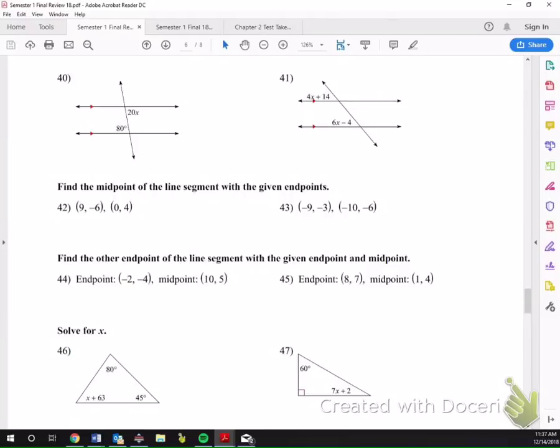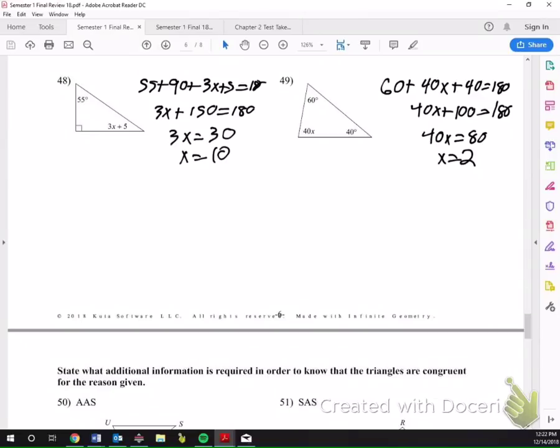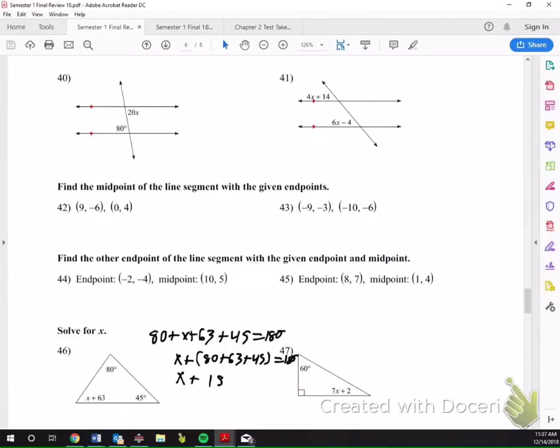So, 46, we have to solve for x, and this is the triangle angle sum theorem. We know that all interior angles add up to 180 degrees. So that's how we set it up. Adding all three angles equals 180. x plus 80 plus 63 plus... So we have x plus 188 equals 180. Subtract 188 from both sides. I get x equals negative 8.